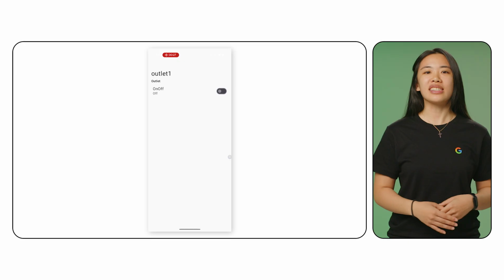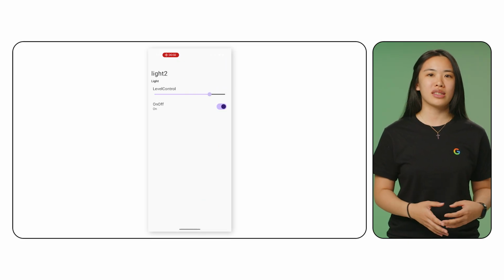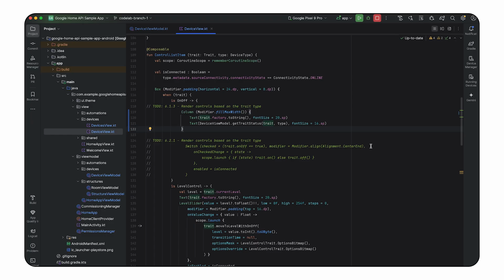In order to issue commands to these devices, our home APIs provide convenience functions on traits objects, such as trait on or trait move to level. Going back to Android Studio, let's implement to-do 6.2.1 to add function controls to our app.